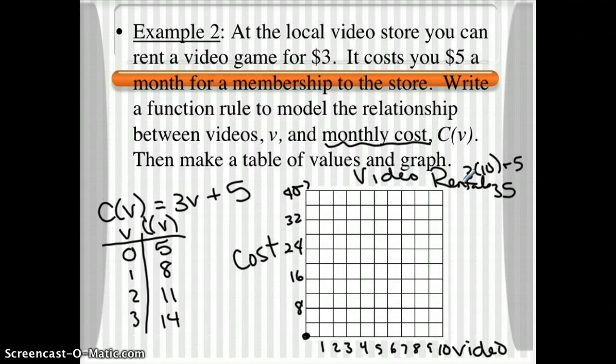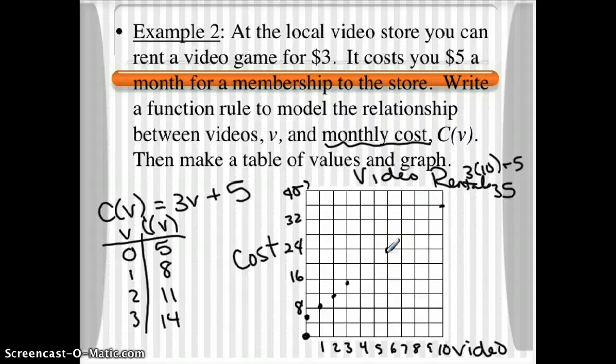And just plot your points. So 0 is 5, and put in all the ones that you know, and it's going to keep on going up in a straight line. And I'll just put in a few of these. I know 10 is 35, so I'll put that one. I'll calculate 6. So 6 times 3 is 18 plus 5 is 23. That gives me enough points.